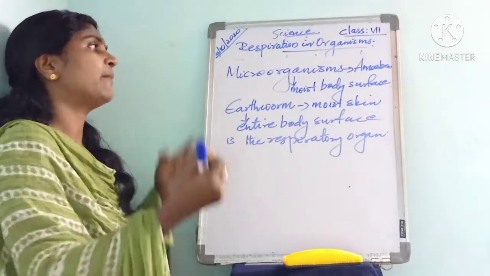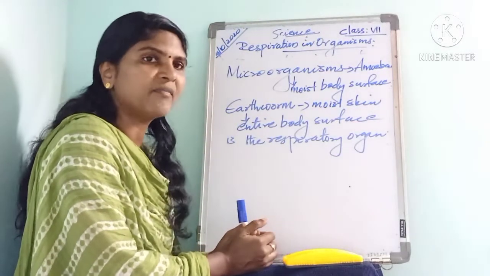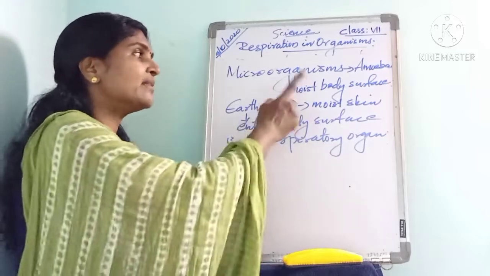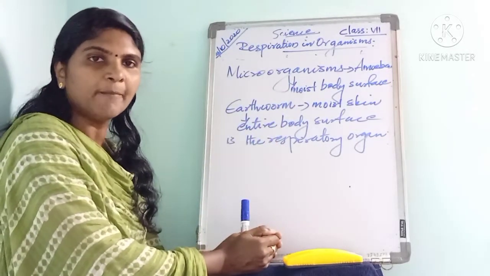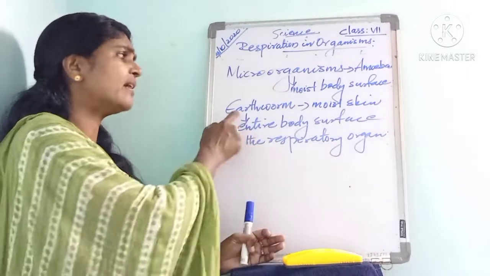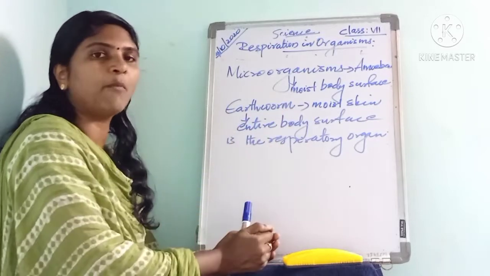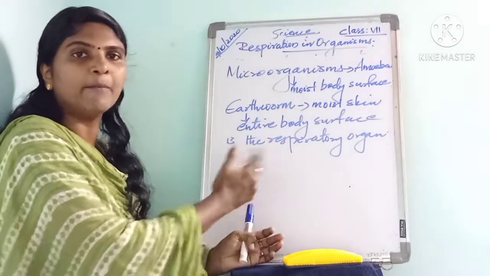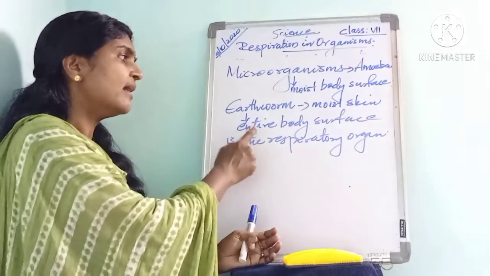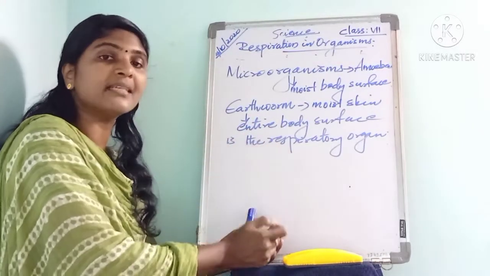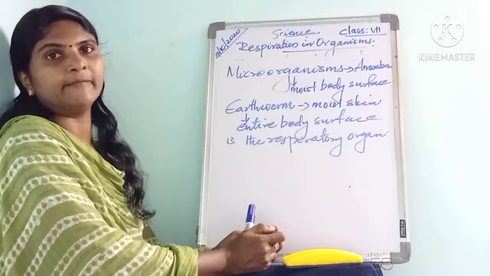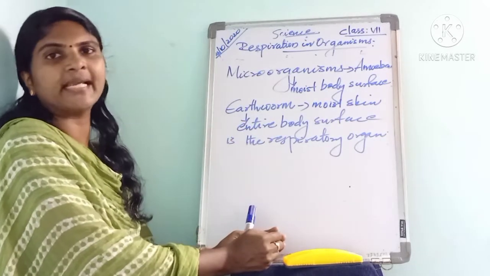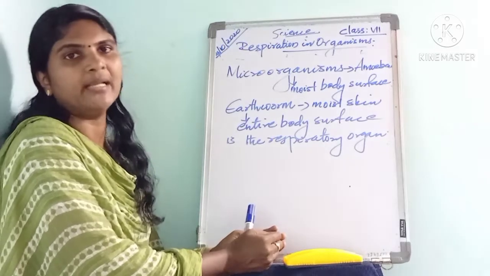Microorganisms like amoeba have a moist body surface, so the gaseous exchange takes place through the moist body surface. When we consider the earthworm, it has moist skin, and here also the gaseous exchange takes place through the moist skin. The entire body surface acts as the respiratory organ, so that is why the earthworm cannot live in dry soil.